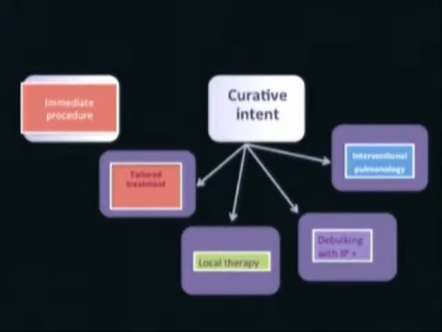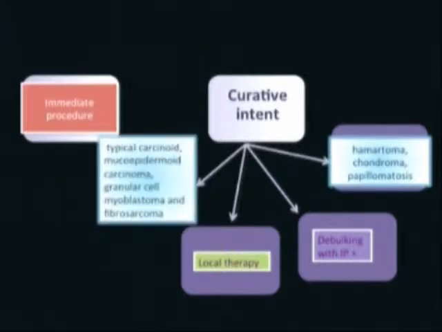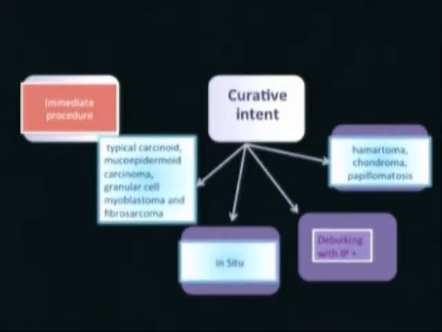Debulking with interventional pulmonary treatment in patients who are not candidates for surgery, or interventional pulmonology for the others. And what is interventional pulmonology for benign tumors like hamartoma, chondroma, and papillomatosis? Because when you treat them locally, you have no recurrence. For typical carcinoid, mucoepidermoid carcinoma, granular cell myoblastoma, and fibrosarcoma, also local treatment may be enough. And local therapy for in situ tumor.